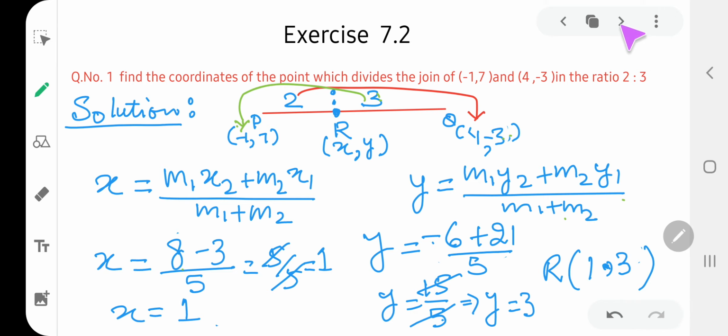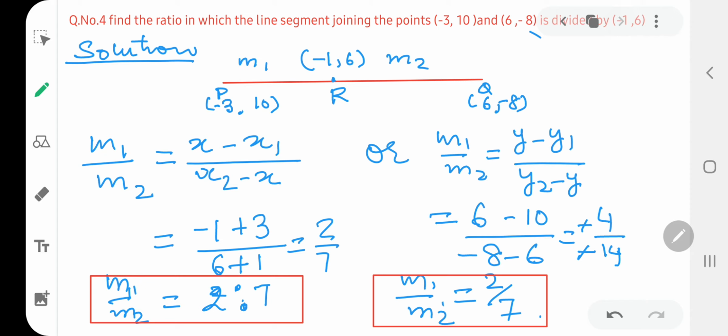Now let's see what is the next question. In question number 4 of the exercise, he is giving find the ratio. This time you have to find out the ratio in which the line segment joining the points minus 3, 10 and 6, minus 8 is divided by the point minus 1, 6. So this time the endpoints of the line are given, that is minus 3, 10 and 6, minus 8. And there is a point in between on the line segment, that is minus 1, 6, and he wants us to find out the ratio in which the line segment is divided.